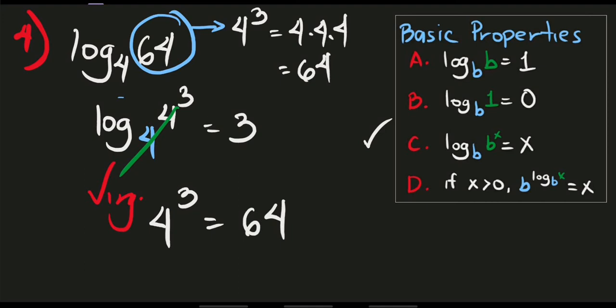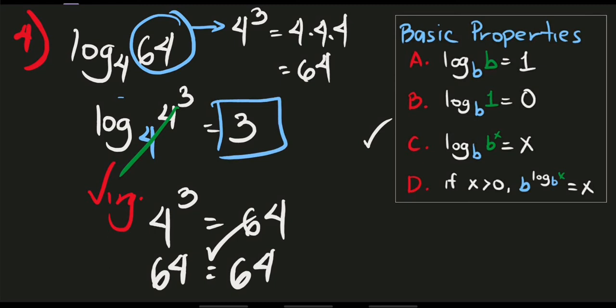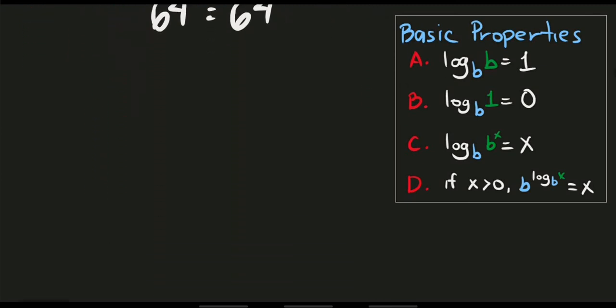Right? So let's double check. If we have this 4 raised to 3, that is simply equal to 64. And 64 is obviously equal to 64. If that is correct, automatically our answer is also correct. Okay? That is our example number 4. Next, example number 5.